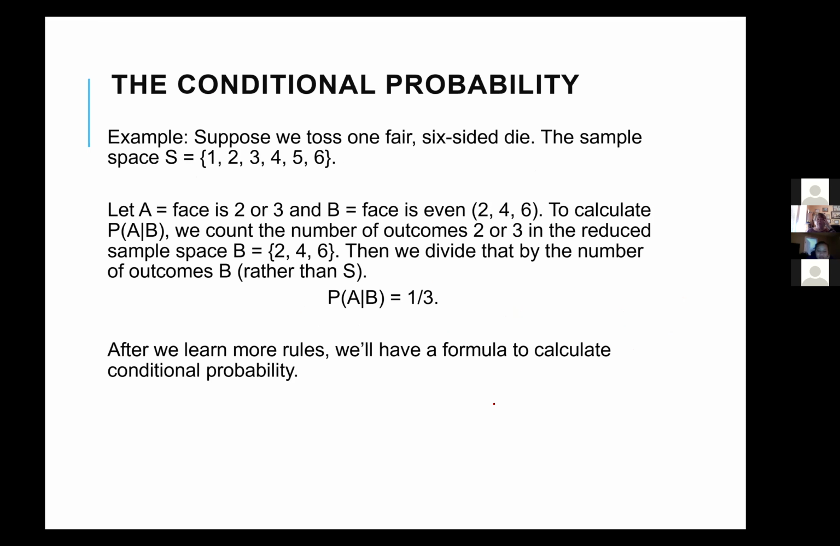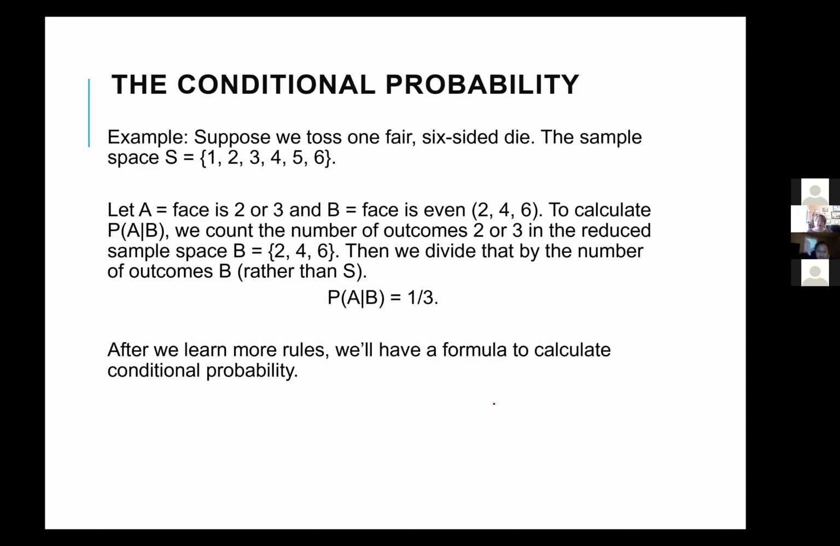For example, suppose we toss one fair 6-sided die. The sample space of this experiment is the numbers 1 through 6. So the sample space S consists of the set of the numbers 1, 2, 3, 4, 5, and 6. So let A be the event that the face is either a 2 or a 3.